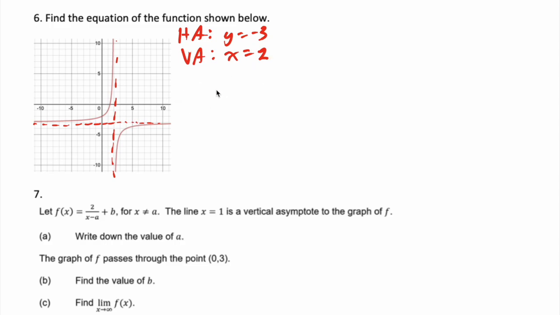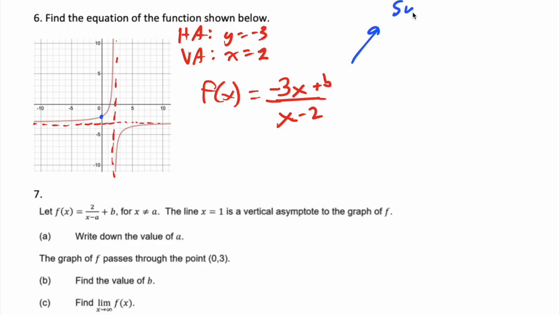So your function might be, well, one way to do it is to just do x minus 2 in the denominator, and your numerator you have negative 3x. That will give you this, right? But then it might not match some of these points. So I'm going to put in a plus b. Alright, and then we're going to use a point, maybe the y-intercept, 0, negative 2, to figure it out. So let's sub in 0, negative 2.